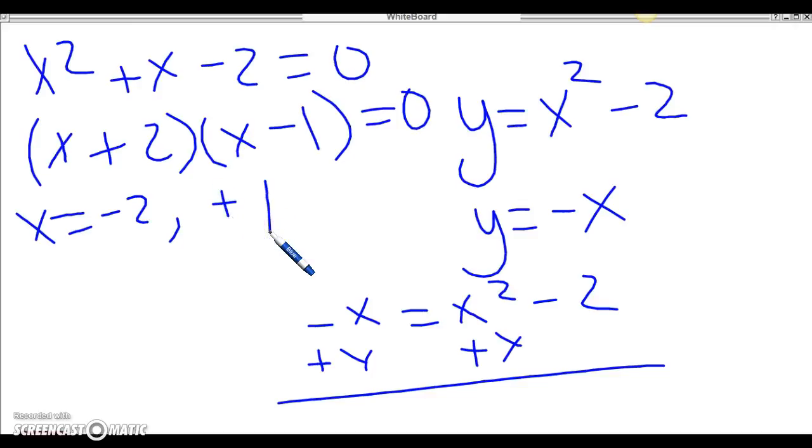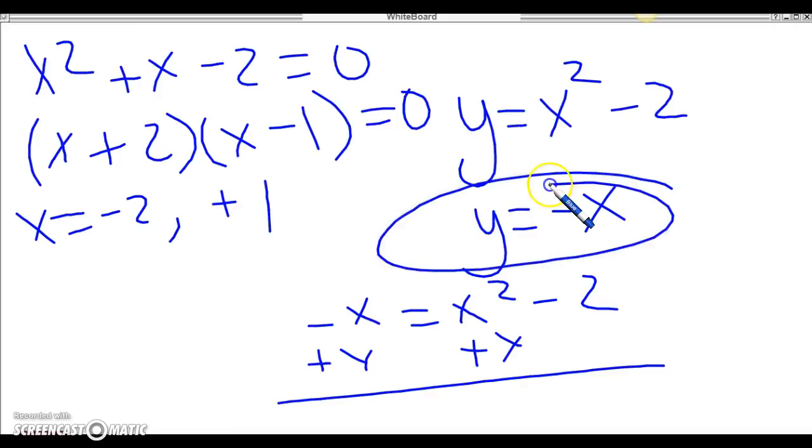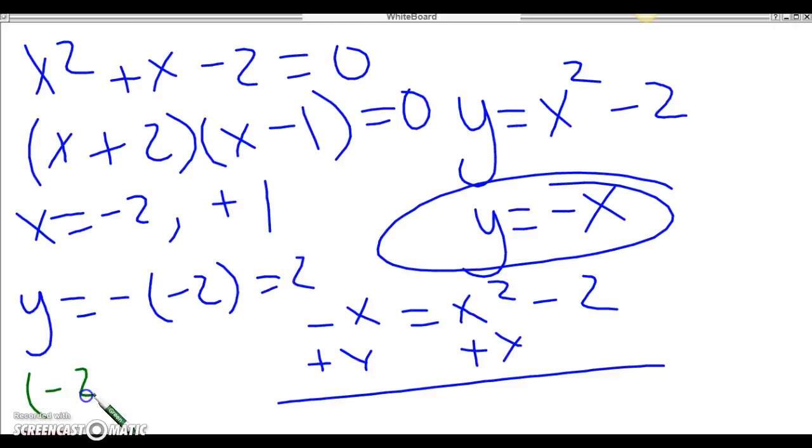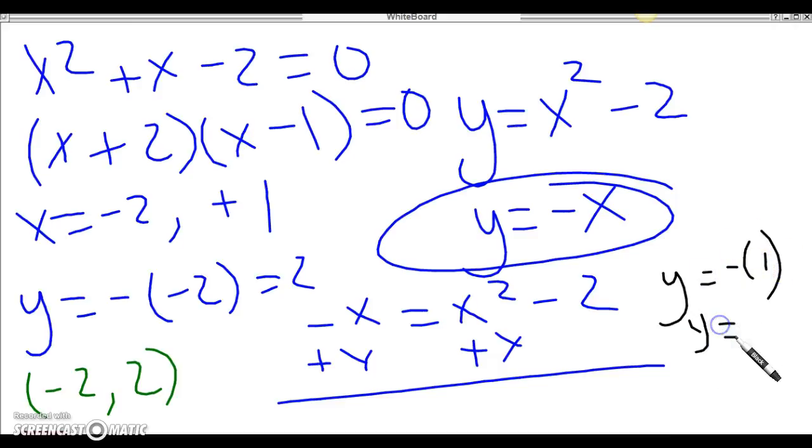So I have to plug it back in to see what my y values are. I'm going to use this one to do that. So for the first one, y equals negative negative 2, which is positive 2. So my first solution is at negative 2, 2. And the second one is plugging that in, and I have y equals negative 1. So I have 1, negative 1. And that's the same thing we got when we graphed it.